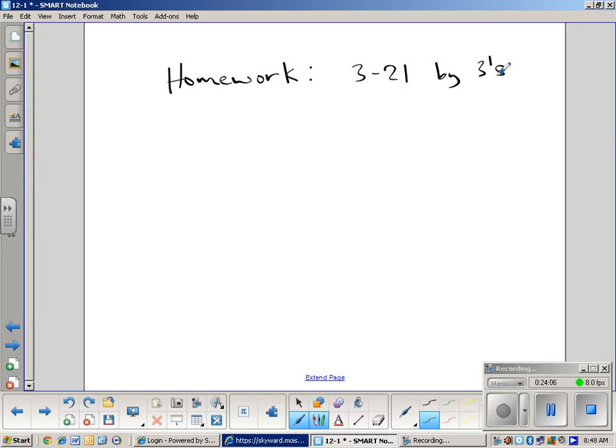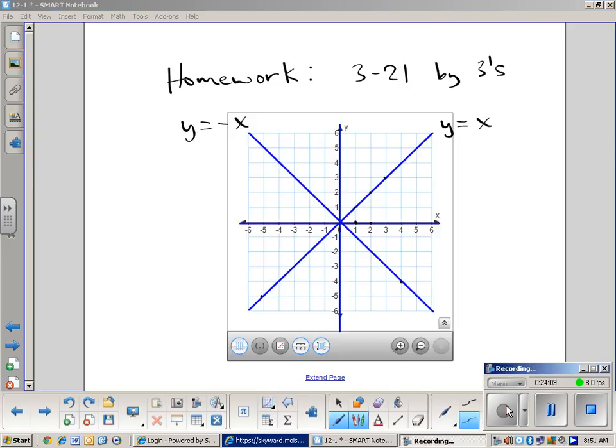Three to 21 by 3s. That means you're going to do number 3, number 6, number 9, number 12. There's only 7 of them. I thought I hit record here. I guess I forgot. But you have to know these lines in order to do a few of the problems at the end.